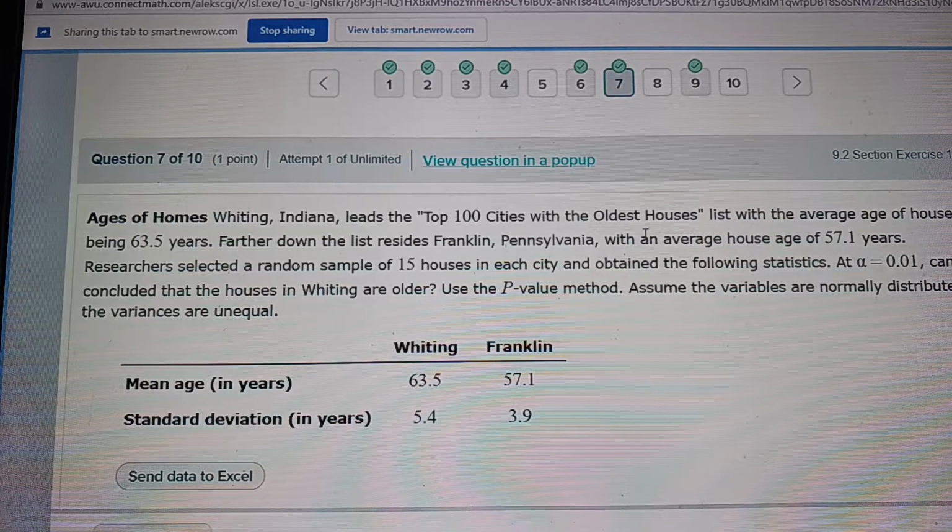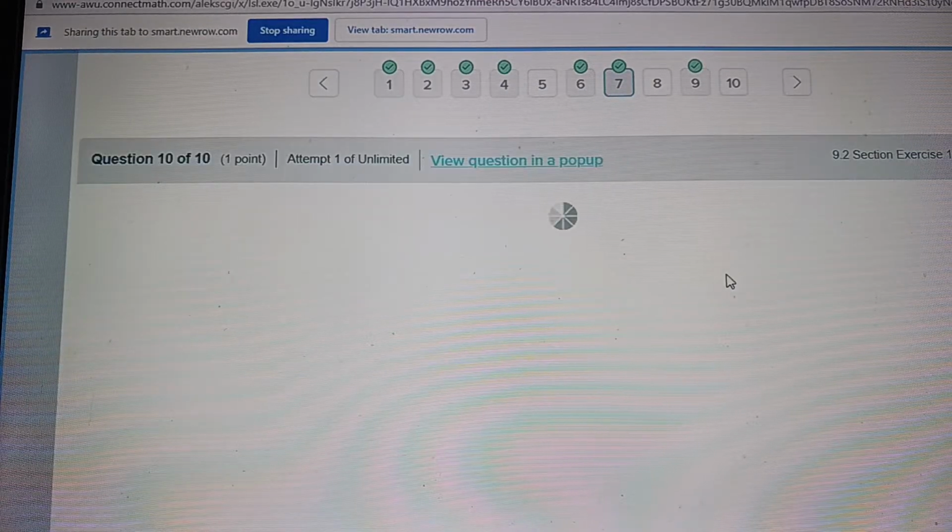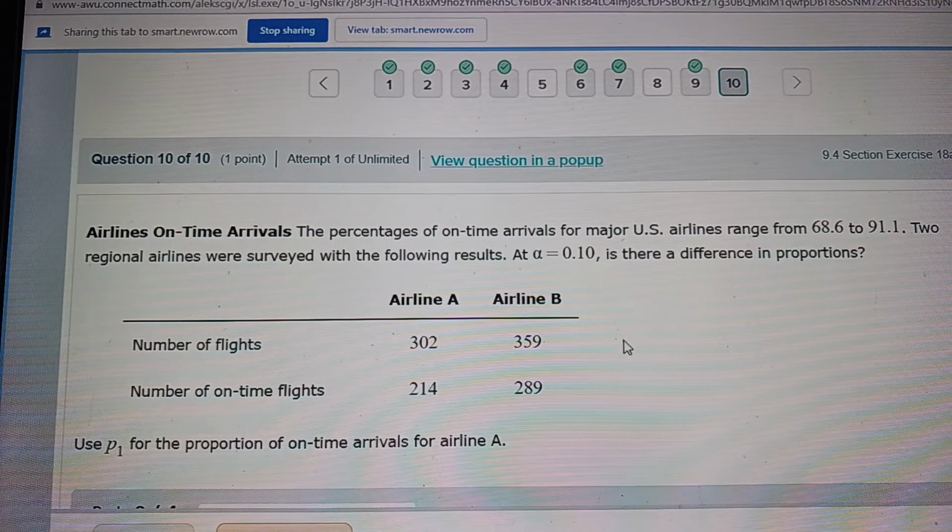Okay, so we got 2 things left. Let me do 10 first. This one's pretty easy. This is the, is there a difference in proportion? So we switched to proportions. But there's 2 of them. There's airline A and there's airline B. We have 2 N's and then we have 2 X's, the number of yeses.